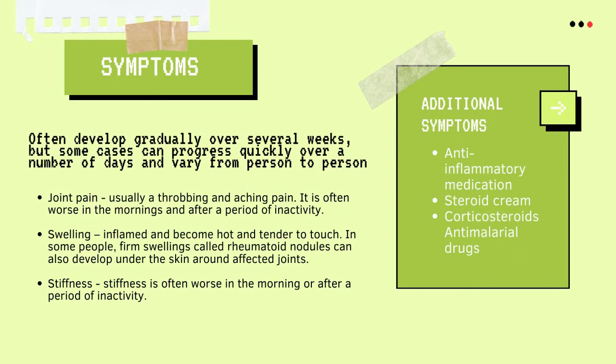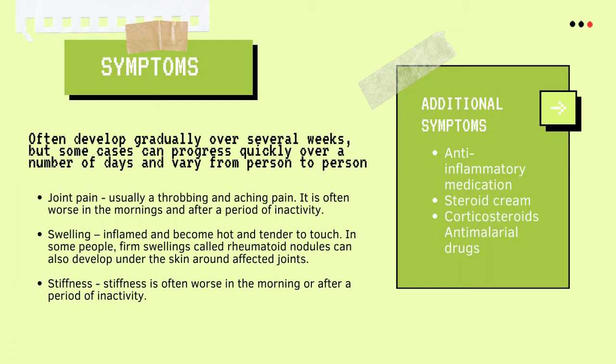The symptoms often develop gradually over several weeks, but some cases can progress quickly over a number of days and vary from person to person. There are three major symptoms of rheumatoid arthritis. First is joint pain. It is usually a throbbing and aching pain. It is often worse in the mornings and after a period of inactivity.